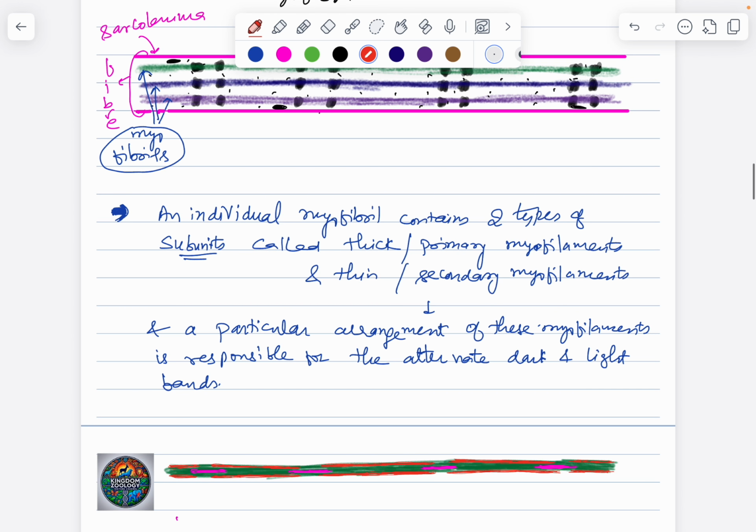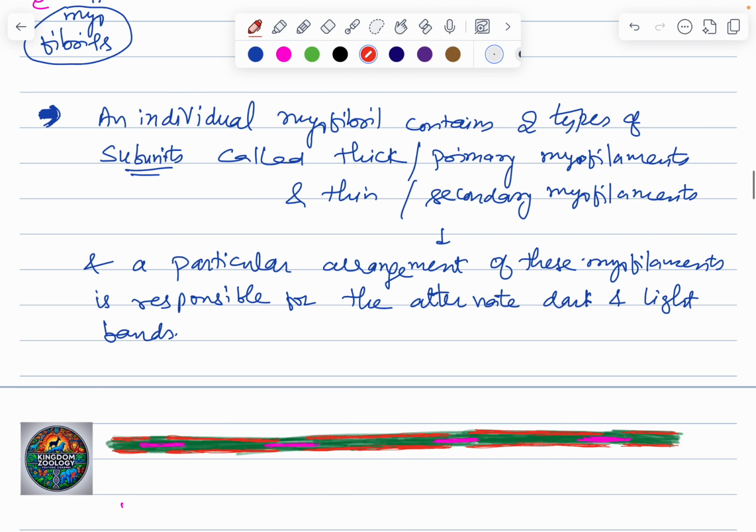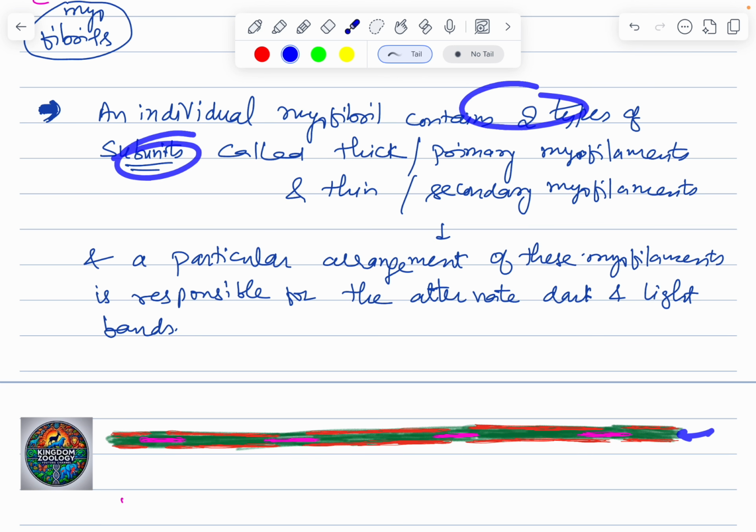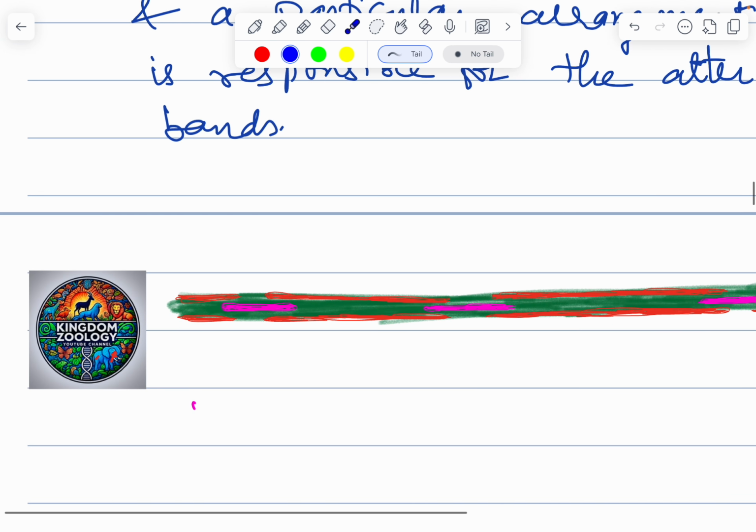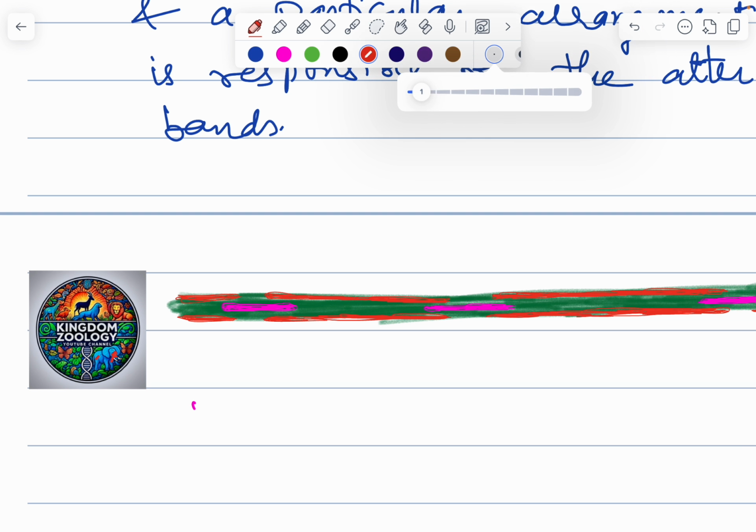Okay, so let me first zoom in into this picture. What did I say? That an individual myofibril, the green thing, was a myofibril. This was actually a collection of two types of subunits called thick or primary myofilaments and thin or secondary myofilaments. In this picture, let me actually label them for you now.